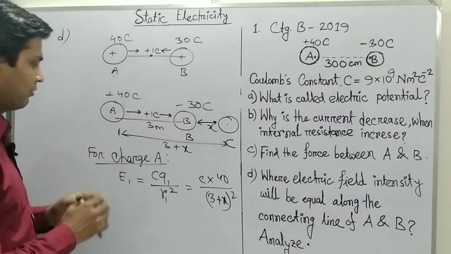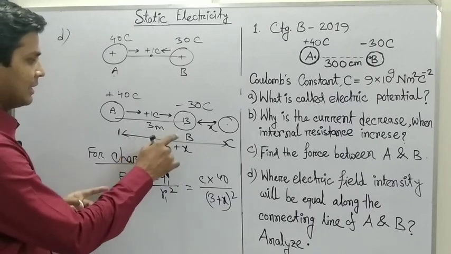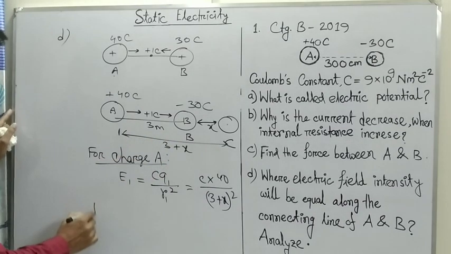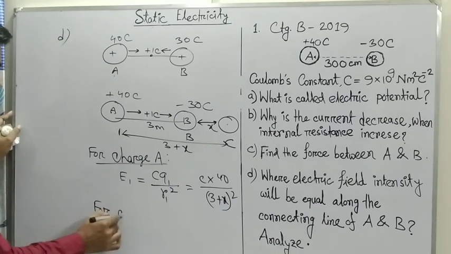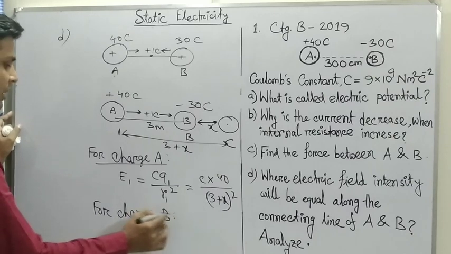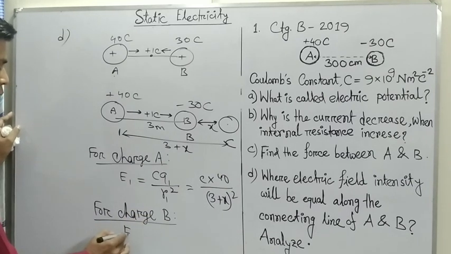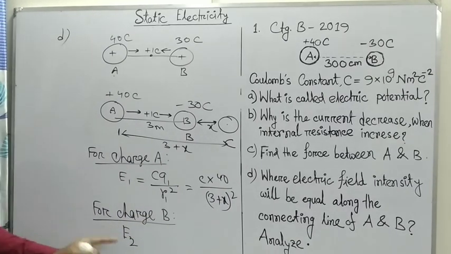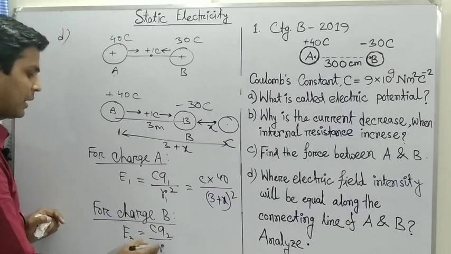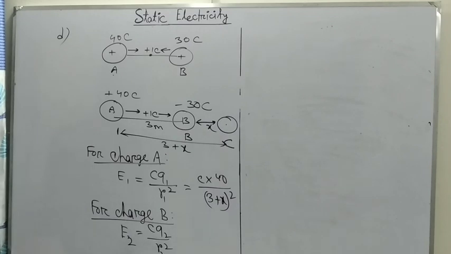Similarly, if we consider the electric intensity for charge B, then we can write for charge B, the intensity will be E2 equals k Q2 divided by r2 square.